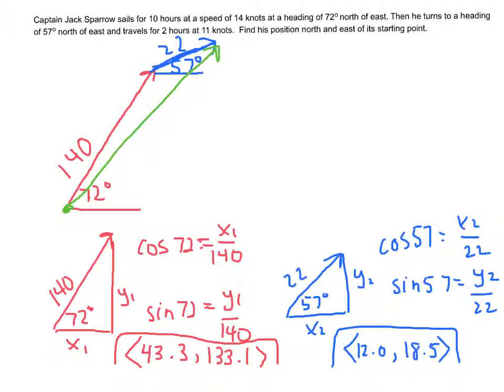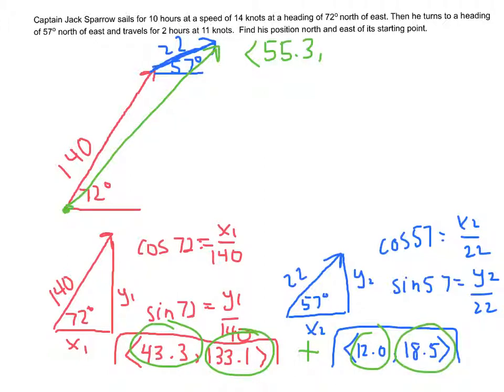So to get the resultant vector, we're going to add the x and y components. That 43.3 plus 12.0 will give us 55.3. And the 133.1 plus 18.5 will give us 151.6.